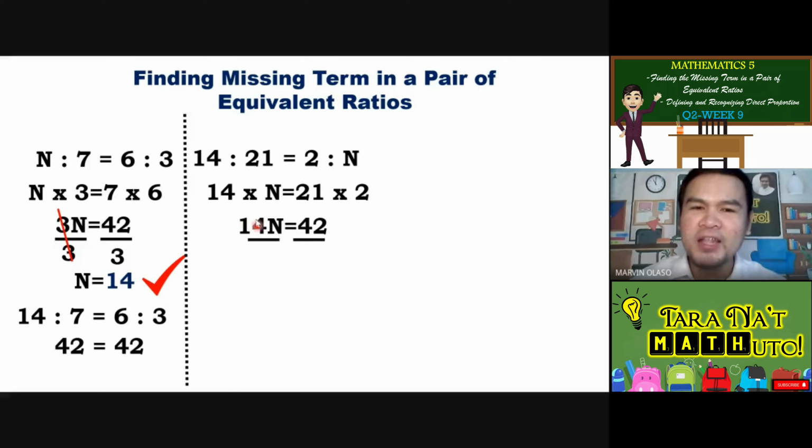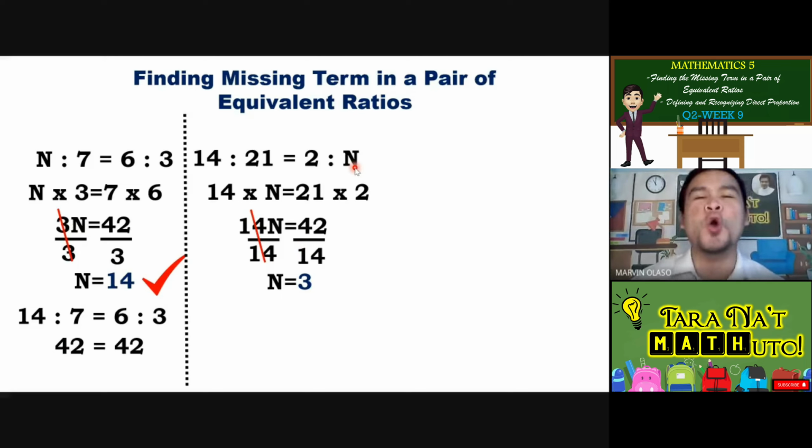Ano i-divide natin para mawala yung 14 sa n? Of course, it's 14. Divide mo rin to sa 14. So 14 divided by 14 equal to 1. Kaya 1n is equal to n. So 42 divided by 14, what's the answer? Yes, it's 3. Okay, nakuha po. Ang nawawala dito ay 3.